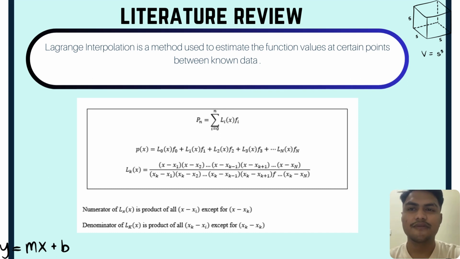As we can see in the formula, for the numerator, L_k(x) is the product of all x minus x_i except for x minus x_k, and for the denominator, it is the product of all x_k minus x_i except for x_k minus x_k.